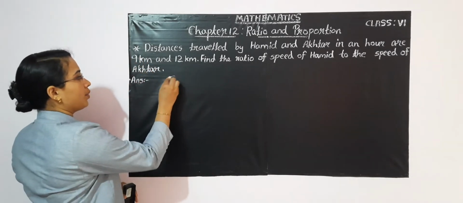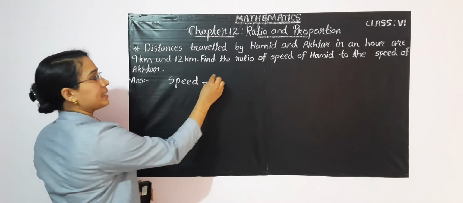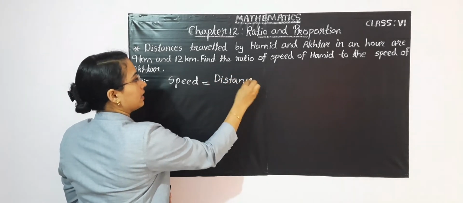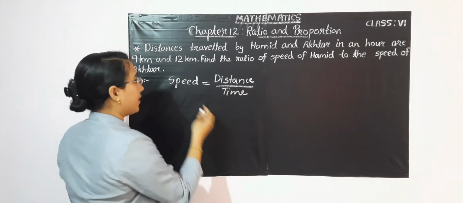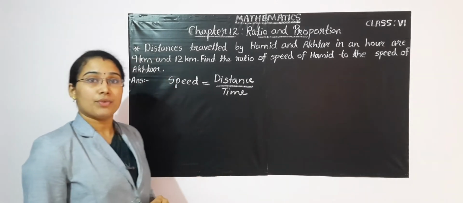Speed equals distance by time. Distance divided by time. Then we can use this formula for finding the speed of Hamid and the speed of Akhtar.